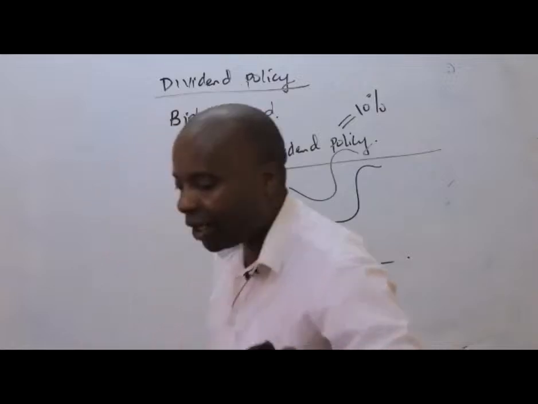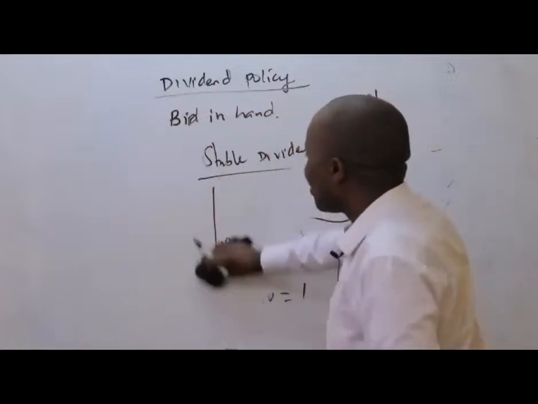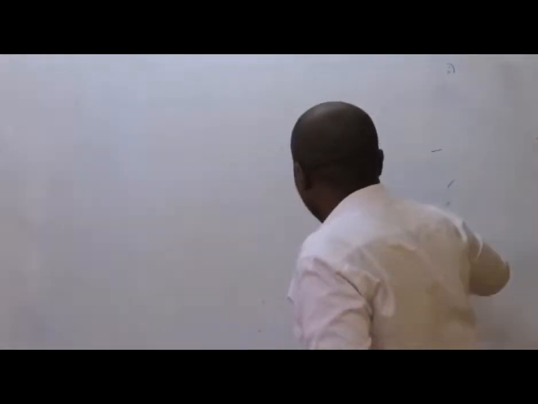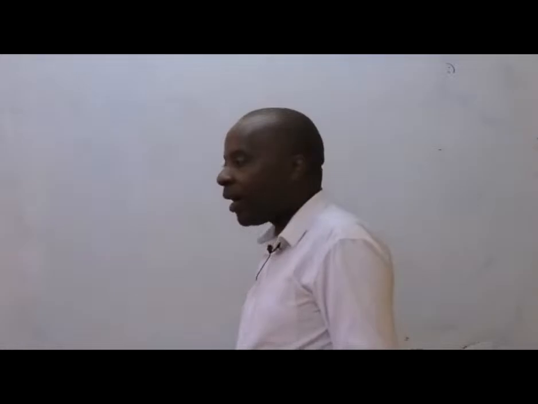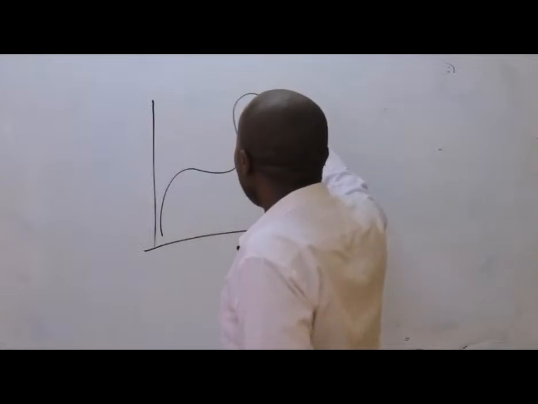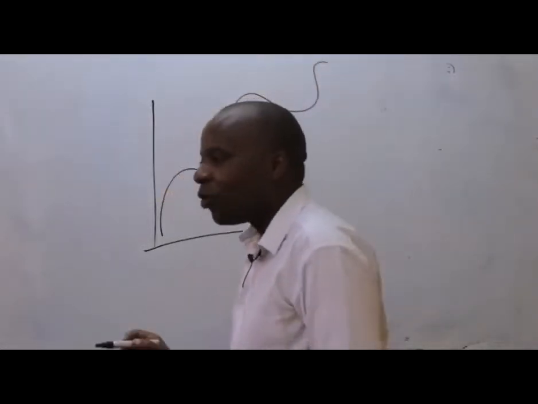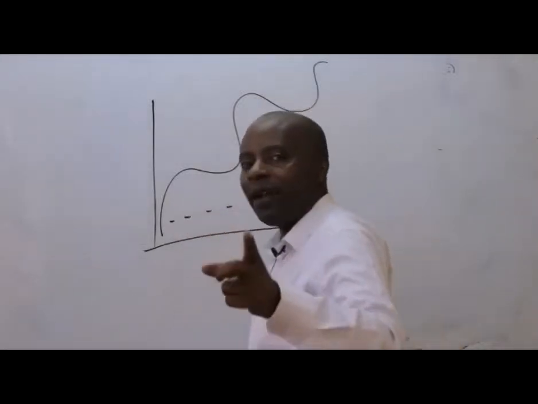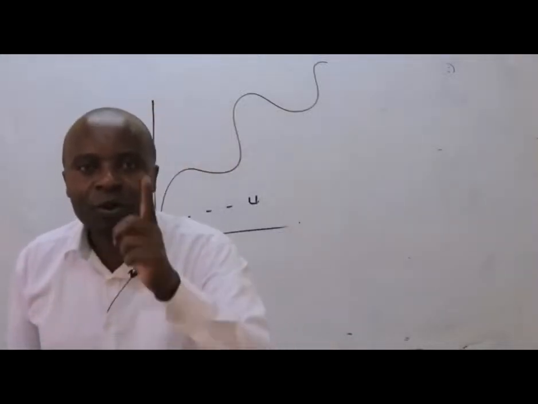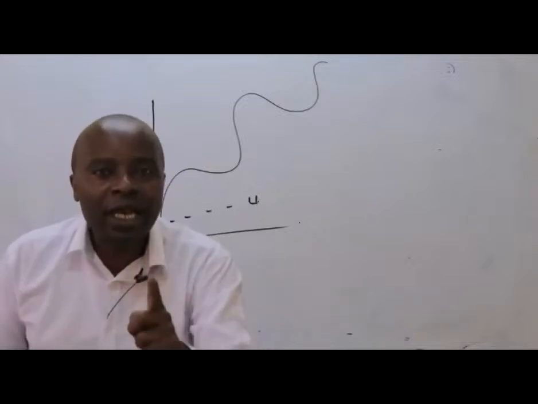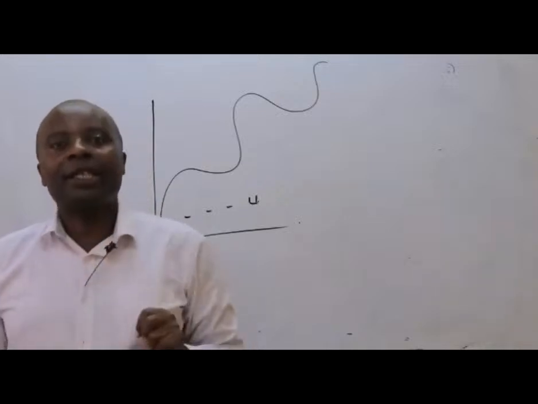Regular, ladies and gentlemen, is not about percentage. Regular is not about what year it is, or about how much profit you are making. Once we say it's regular, it is regular, even if our profits are fluctuating. For regular, if we decide that we shall be paying, for example, 4 shillings every year, year number 1 will pay 4, year number 2 will pay 4. Even if we make losses, we still have to pay that regular dividend.